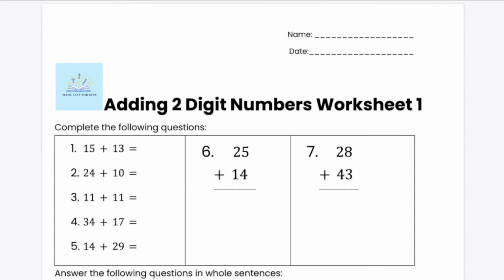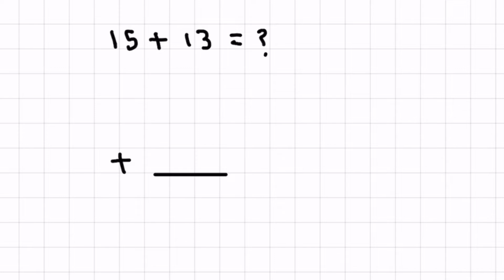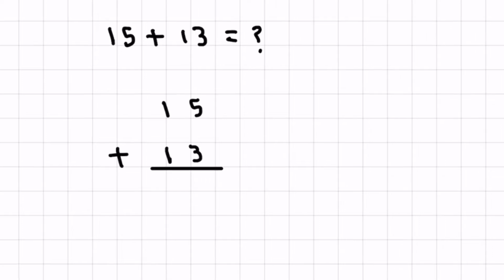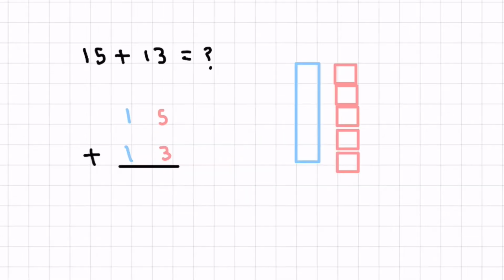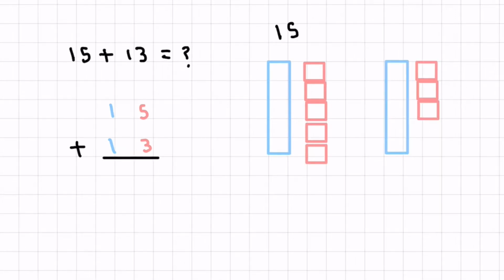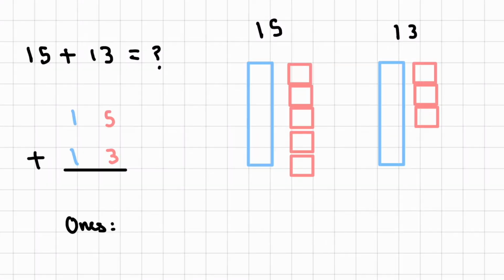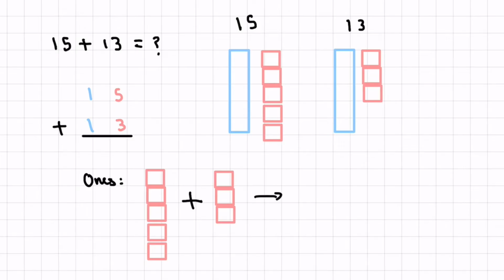The worksheet tells us to complete the following questions. The question tells us to do 15 plus 13. Let's write it out vertically so it's easy to solve. The right column is the ones place and the left column is the tens place. 15 has 1 ten and 5 ones. 13 has 1 ten and 3 ones. Once we've written it out like this, we can first add the ones. Think about it. What's 5 plus 3? That's right. It's 8. Let's write this down.